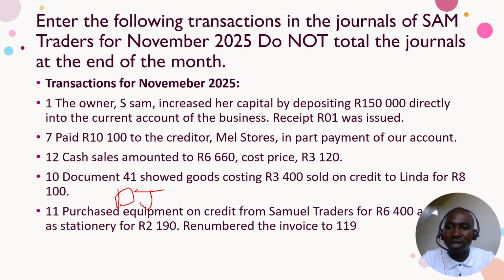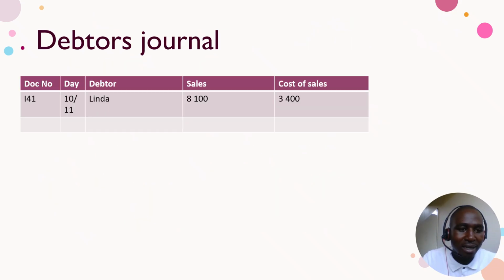Now, the structure of a debtors journal is easy. We only have document number, date, debtor, sales, and cost of sales. So what is the document number? It is invoice 41. On which day? On 10 November. And the name of the debtor is Linda, the person that we are selling to on credit.